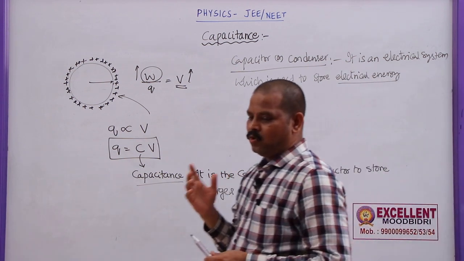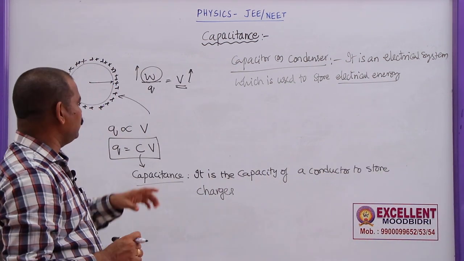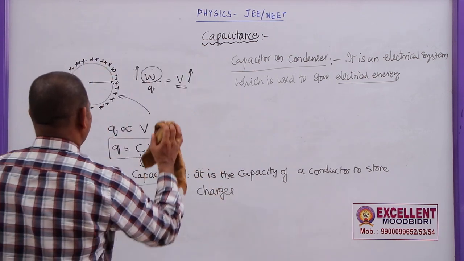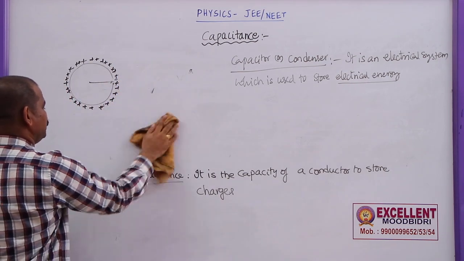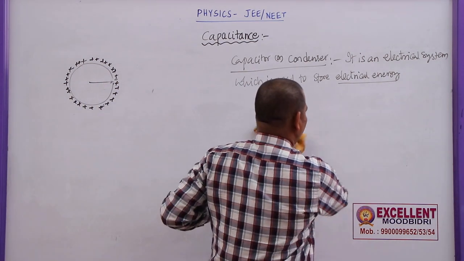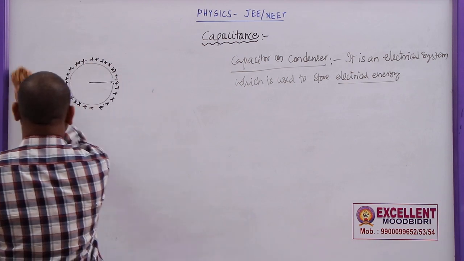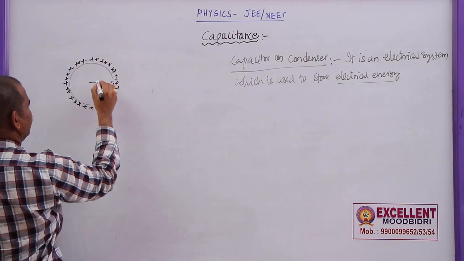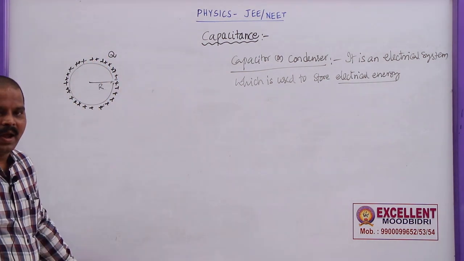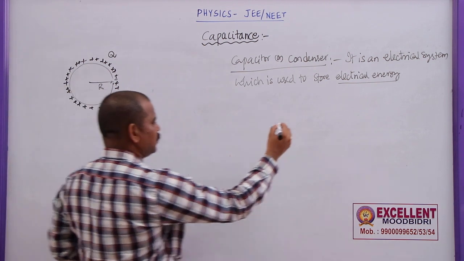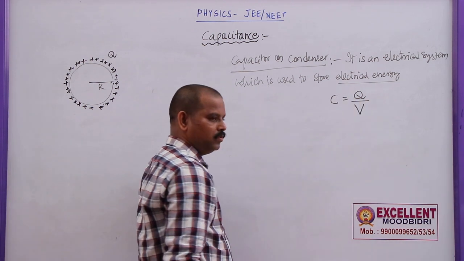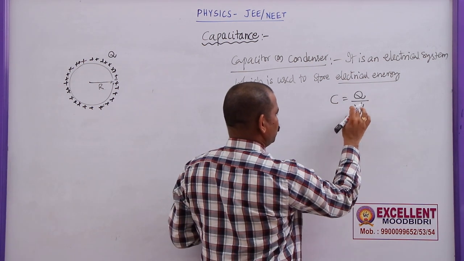Now, how to find out the capacitance of a conductor? So, first let me take a conductor. Let me take a sphere here. I am taking an isolated sphere. It means there are no other bodies in the neighborhood of this conductor. Let the radius of this one be R, and let the total charge of this one be Q. Now, how to find the capacitance of this one? We know that capacitance is equal to charge per unit potential. So, C is equal to Q by V.